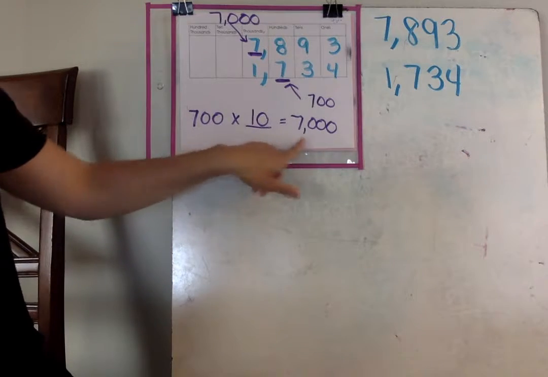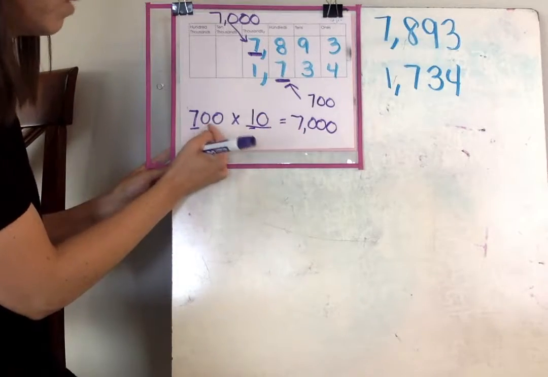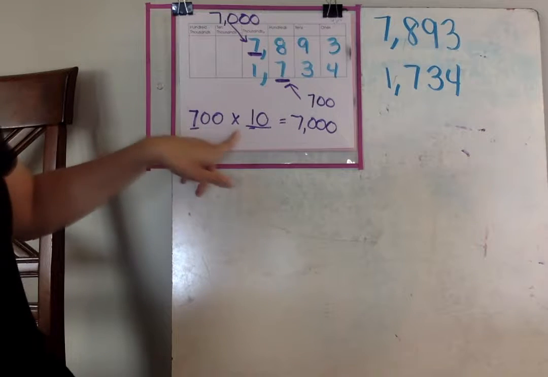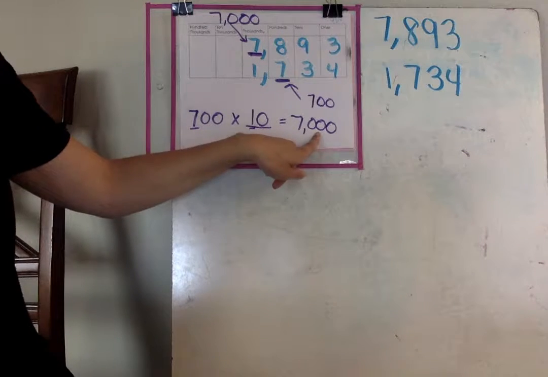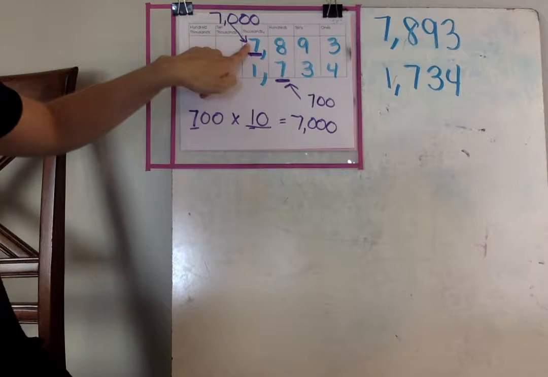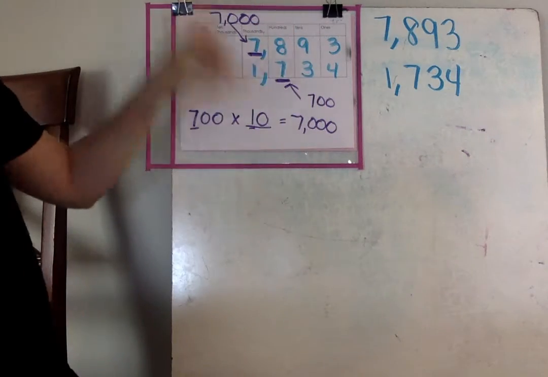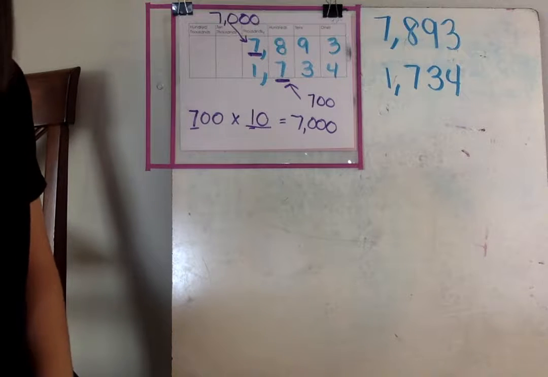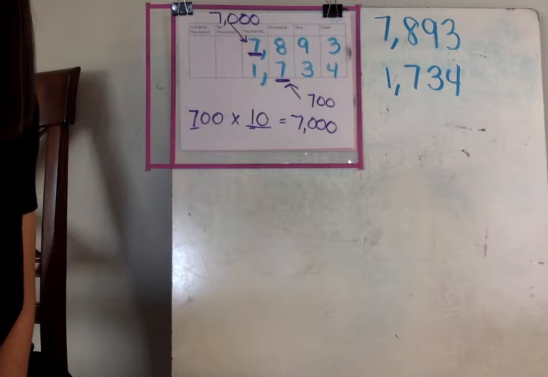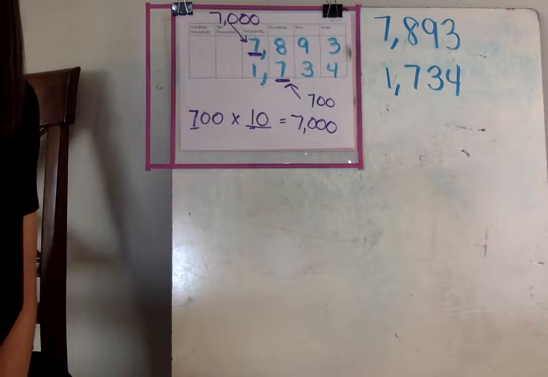7 times 10 gives me 7,000. Let's double check that. 7 times 1 is 7, and I have 1, 2, 3 zeros. So 700 times 10 is 7,000. So I can say that the 7 in the thousands place is 10 times greater than the 7 in the hundreds place. Last example, it was 10 times greater. This example, it's 10 times greater. Are you seeing a pattern?